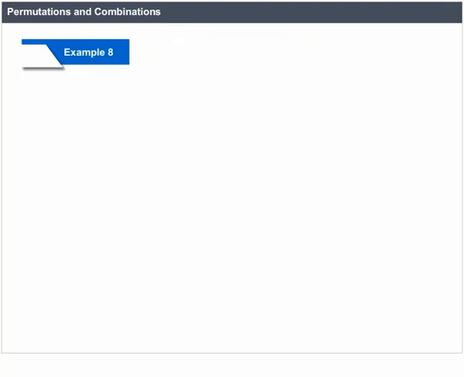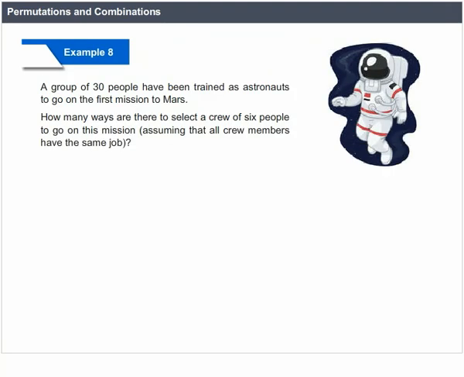A group of 30 people have been trained as astronauts to go on the first mission to Mars. How many ways are there to select a crew of 6 people to go on this mission, assuming that all crew members have the same job?